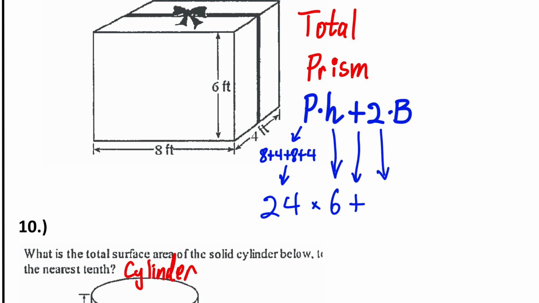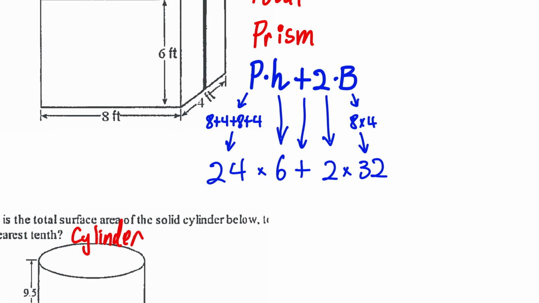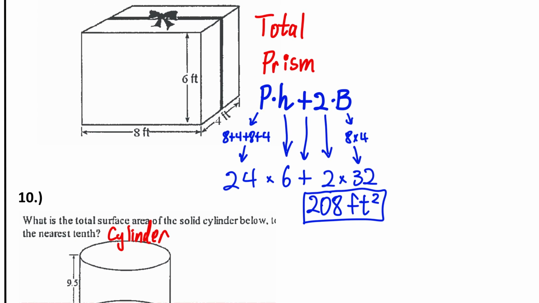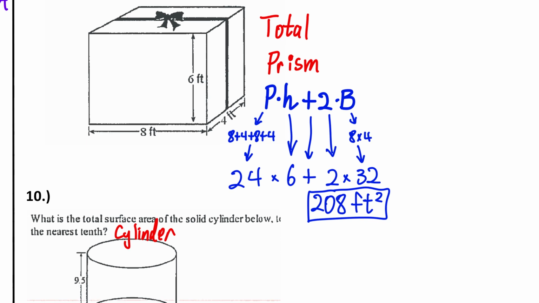plus 2 times B, which B is going to be 8 times 4, which is 32. So 24 times 6 plus 2 times 32 is going to be 208 square feet. I don't know if they're trying to wrap a little car or something, I don't know.